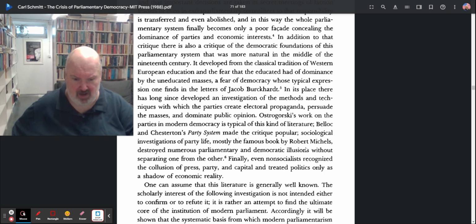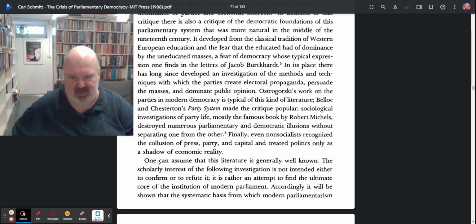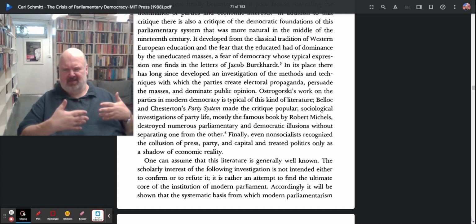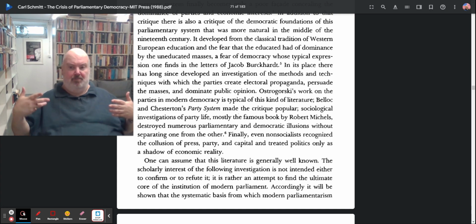Destroyed numerous parliamentary and democratic illusions without separating one from the other. Essentially, even non-socialists recognized the collusion of press, party, and capital, and treated politics only as a shadow of economic reality. So even the non-socialists, this is in many ways behavioralism. Behavioralism understood this in the same way.